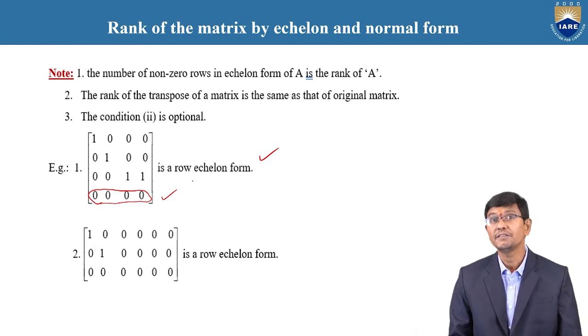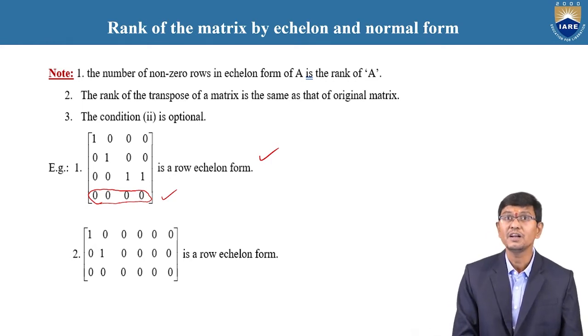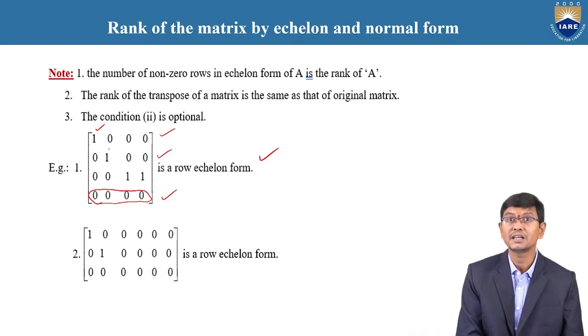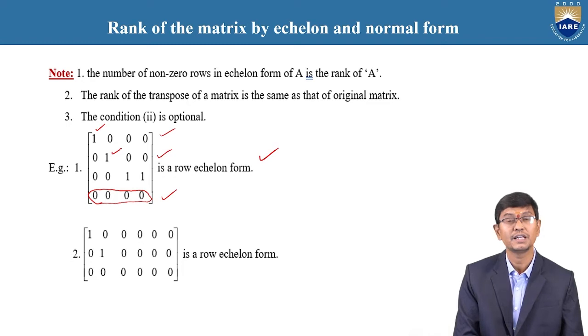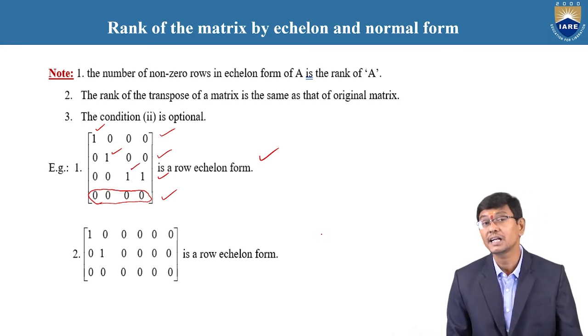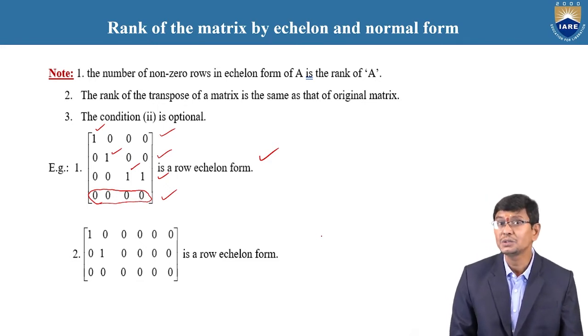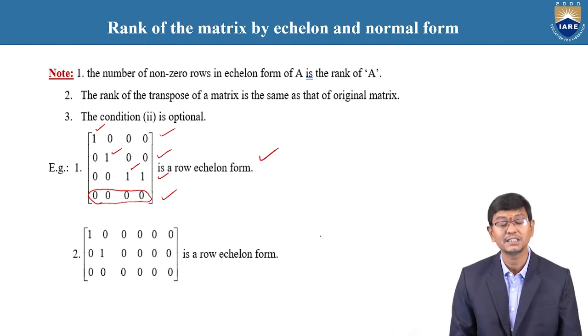And the second condition is the first non-zero element. For example, in the first row the first non-zero element is 1, which is satisfied. The second row is also a non-zero row, and the first non-zero element is 1, therefore it is also satisfied. The third row is also a non-zero row, and the first non-zero element is again 1. Therefore, according to the second condition, the first non-zero element in each row is 1, so the condition is satisfied.